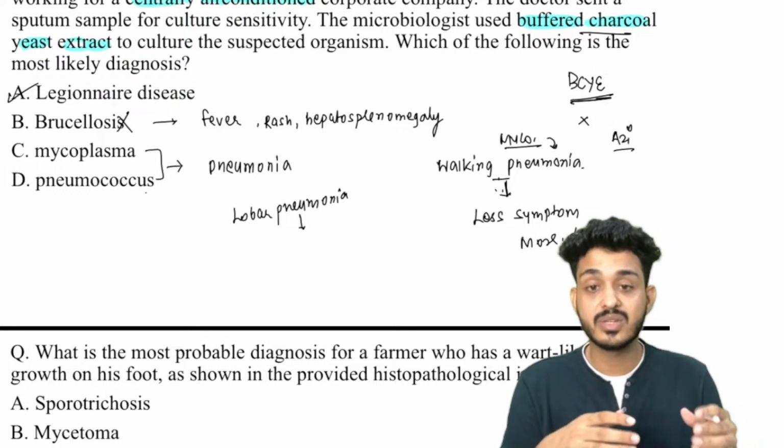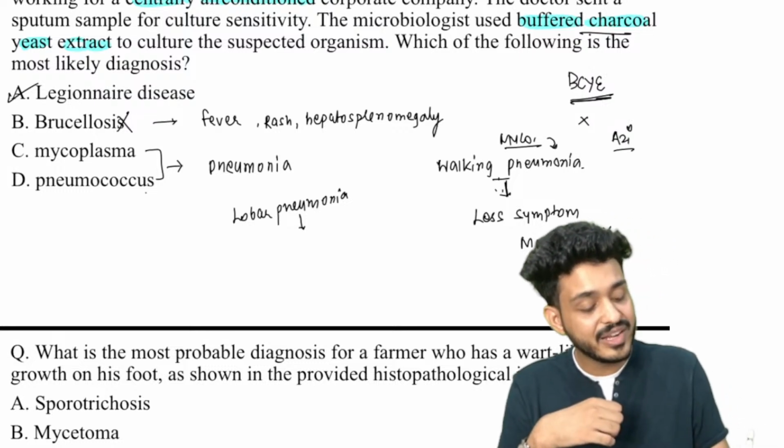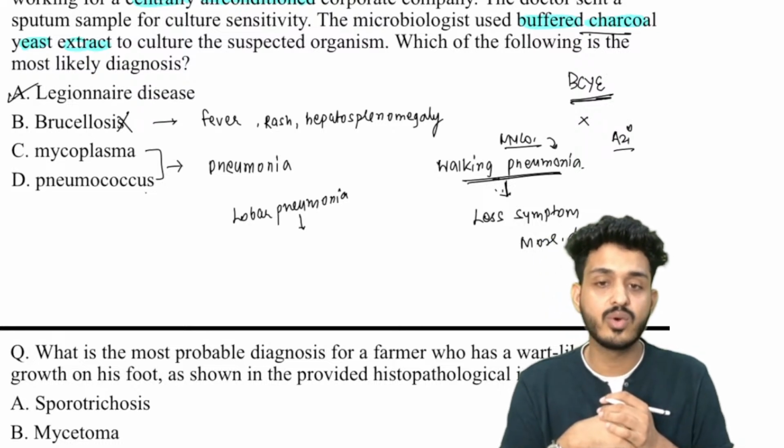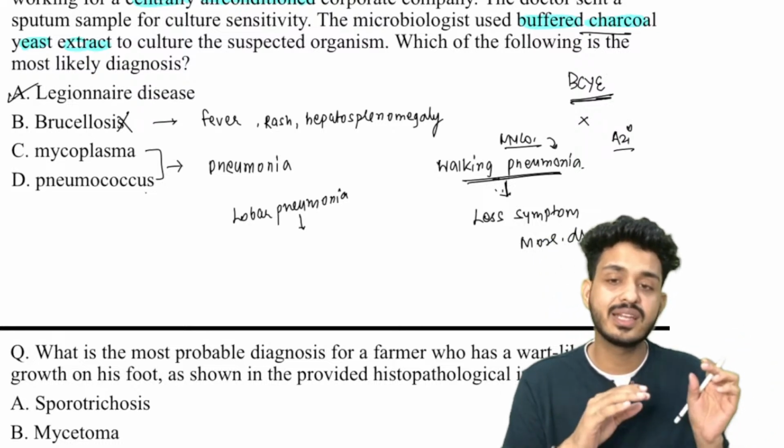70% of the lungs are damaged, 80% of the lungs are damaged. Why? Because it will be causing walking pneumonia. Walking pneumonia, the patient will be walking, he doesn't know how much disease he has.